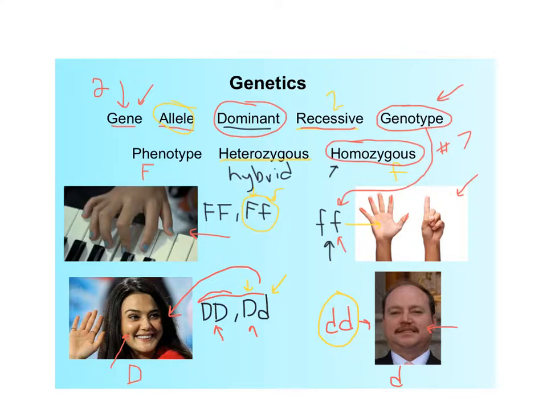So it doesn't matter if you have two big Ds. That doesn't mean like you have more dimples or your dimples are deeper. No, they're the same. You can have two dominant alleles or just one. Doesn't matter. You still have the same phenotype of having dimples.